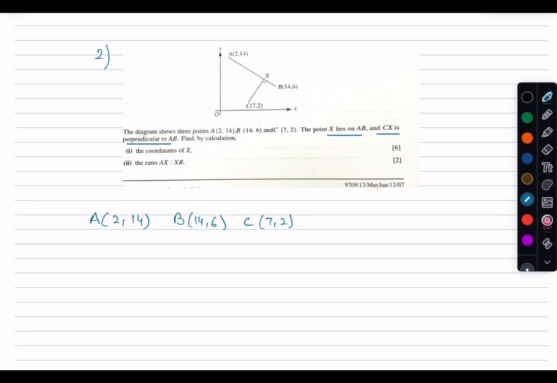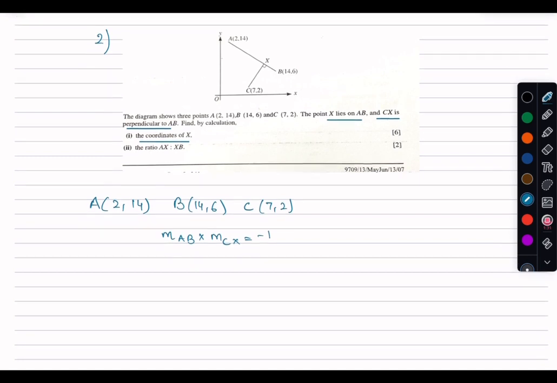If CX is perpendicular to AB, this information is very important to us, because if we know that to the line AB there is a perpendicular which is CX, then I should know that the gradient product is going to be equal to -1. So there is mind mapping here, that if the coordinates of A and B are given, very easily we can get the gradient of AB. That means I should be getting the gradient of the line CX, the perpendicular. So find by calculation the coordinates of X. So we are supposed to get the coordinates of X here.